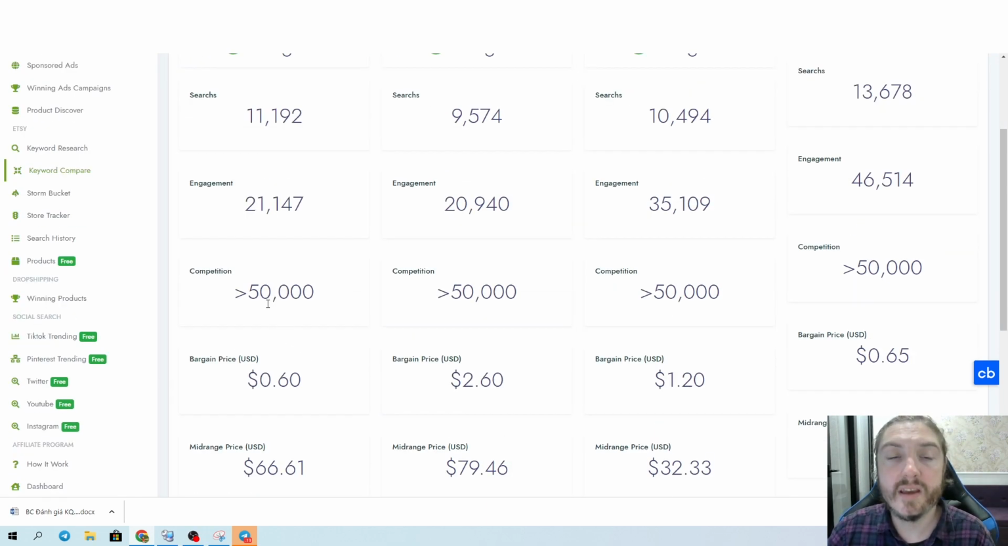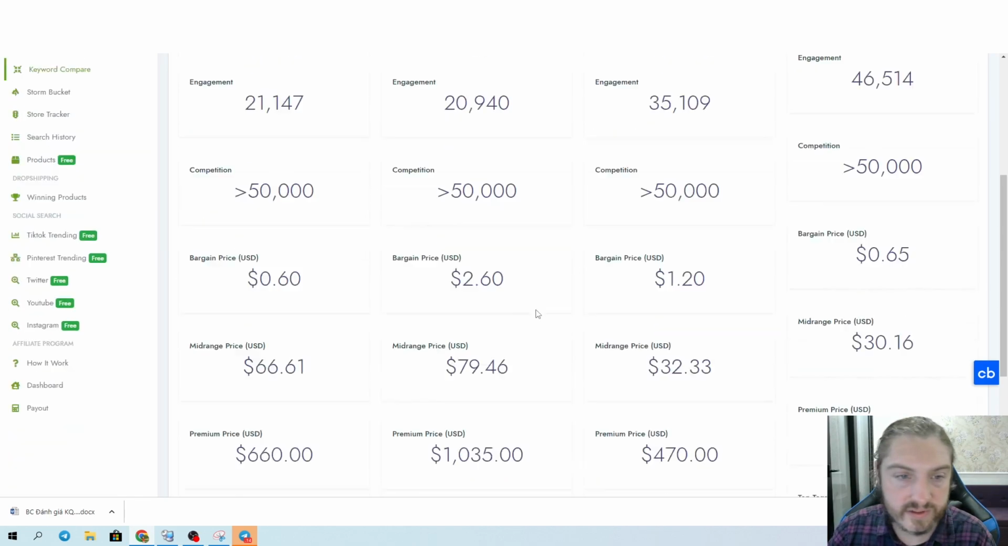Competition. We have for each of them over 50,000 other products. So of course there's going to be lots of jewelry for sale.